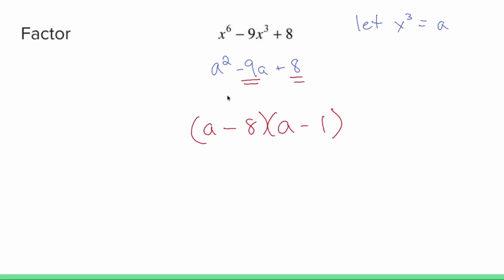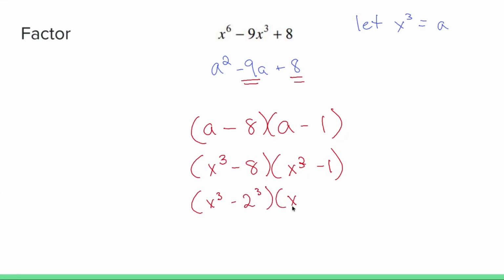However, I'm not done yet because a is not in the original problem. We let a equal x cubed. So this is x cubed minus 8, and this is x cubed minus 1. Now, if you're looking at your work and you're happy and you're proud, good. And if you circle it, though, bad, because I have news for you. You're not done yet. This is difference of cubes. So x cubed minus 2 cubed and x cubed minus 1 cubed.